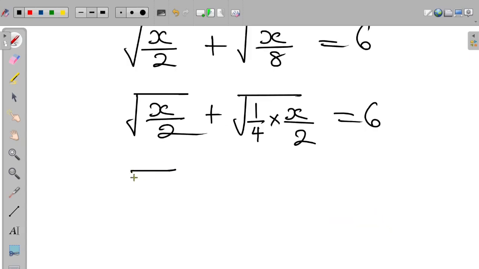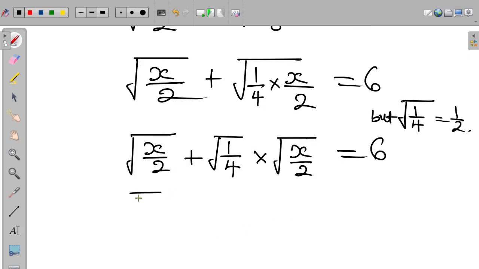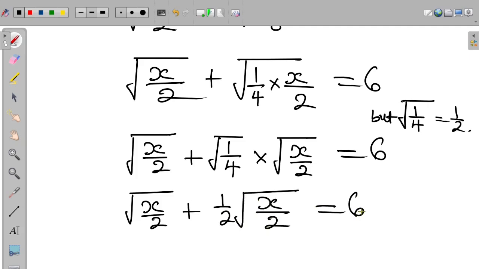So this becomes root of x divided by 2 plus, we can express this as root of 1 divided by 4 multiplied by root of x divided by 2 equal to 6. But you know that root of 1 divided by 4 is equal to 1 divided by 2. So therefore, we have that this is root of x divided by 2 plus 1 divided by 2 multiplied by root of x divided by 2 equal to 6.